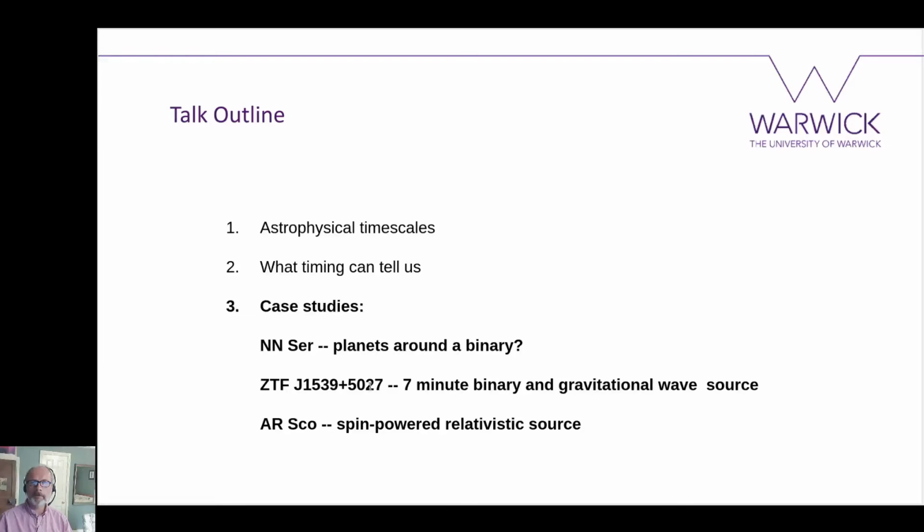This is a beautiful 7-minute orbital period, very, very fast binary, and what's called a gravitational wave source. So I'll tell you a little bit about that. And then finally, I'm going to go back to that star I started off with, the one with lots of pulses, and talk a little bit about that and what we think is going on there.